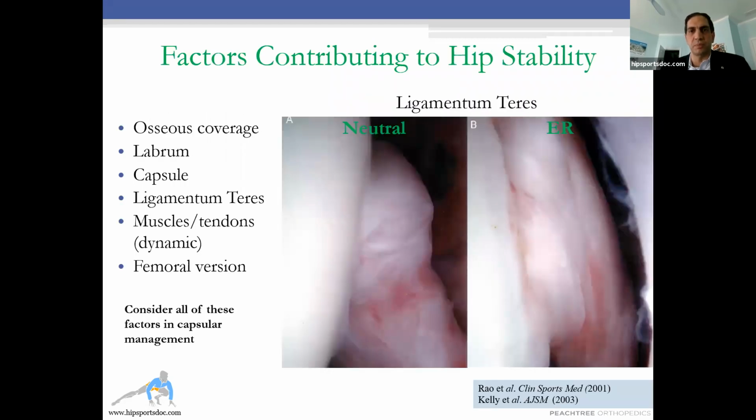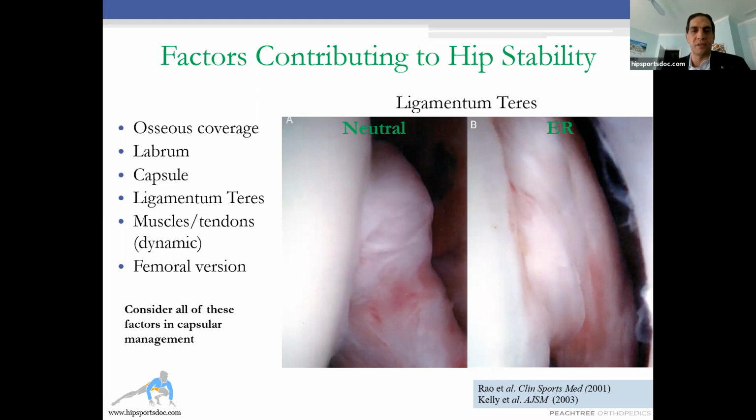Factors contributing to hip stability. There are numerous factors. Osseous coverage is the one that we most commonly think of and is the most crucial. Other factors include the labrum, which we know is not only a pain generator, but also a stabilizer to the hip joint. The capsule is important and is a main topic for today. Ligamentum teres has an effect in terms of stability, particularly when going into external rotation, as noted in this picture, as it becomes taut, and also with distraction type forces. The muscles and tendons are dynamic stabilizers, so they're important in terms of strength and tone.